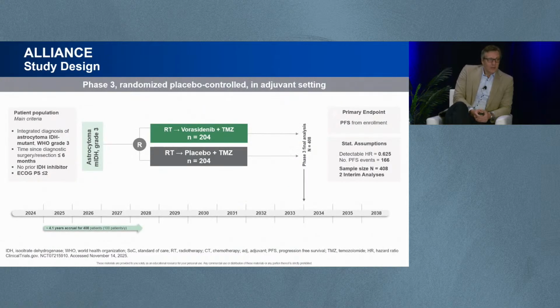The LIONS trial, an extremely interesting trial going into the same direction as the VIGOR trial, also asking the question of whether adding vorasidenib in the first-line treatment adds benefit. In this case, astrocytomas, IDH-mutant, WHO grade 3 will be enrolled, and the randomization will be between placebo plus temozolomide after radiotherapy, or radiotherapy followed by vorasidenib plus temozolomide.